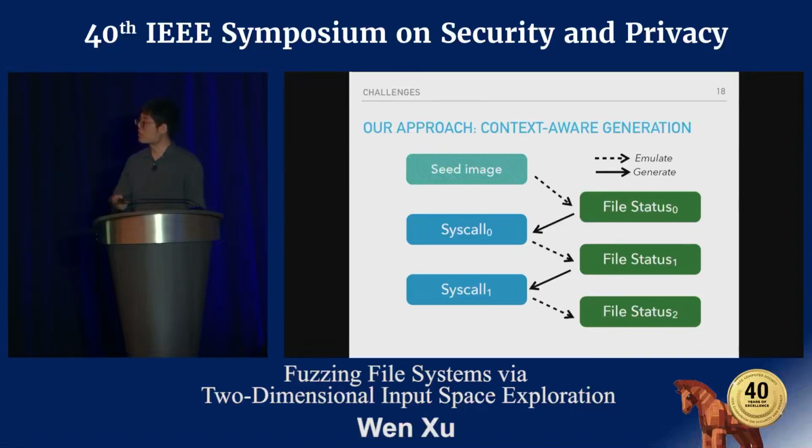So you can see, given a CD image, we have the first file status, and then we use this status to generate the first system call, and then the first system call may change some files, we assume, at runtime, so we will have an updated status of the file system image. And by doing this in a zigzag way, we can generate context-aware system calls to achieve higher coverage and find more bugs.